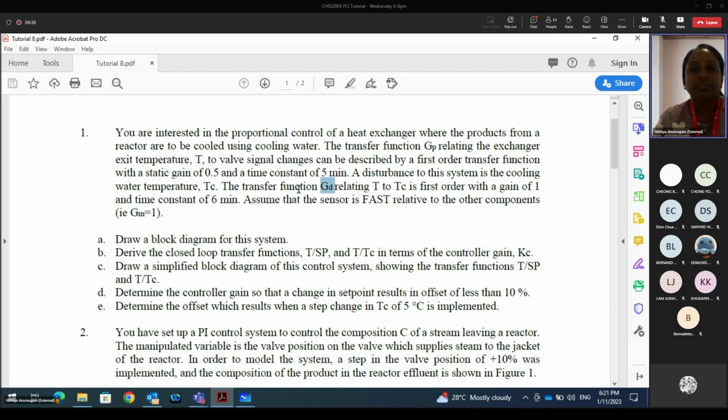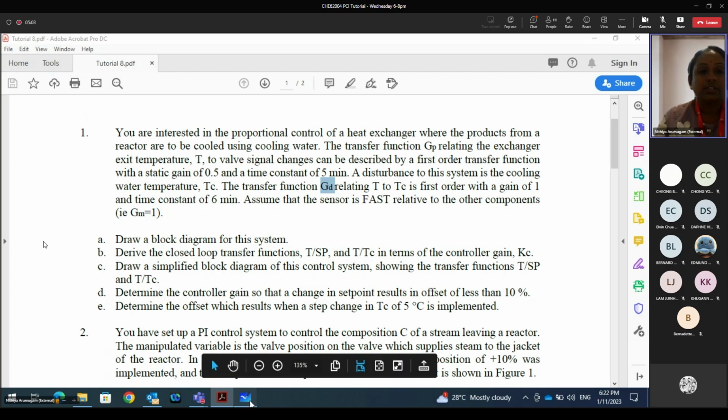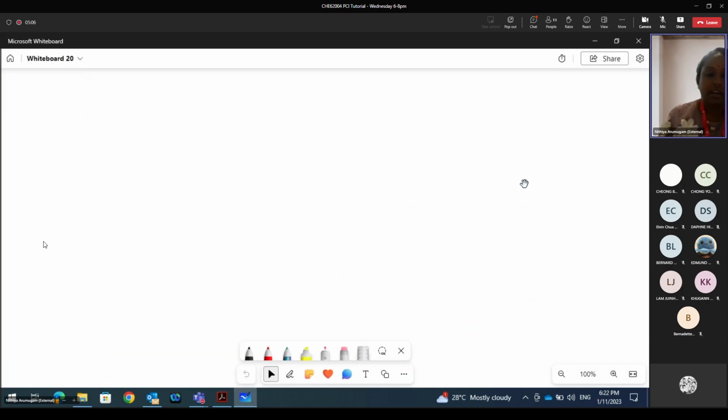So before we attempt the question, we better extract all the information and put it in a sketch first, so at least we can visualize what exactly they are talking about. The first part of this question asks us to draw a block diagram for this system, so we need to summarize everything in a block diagram. So before that, let's summarize whatever information is given in the question.